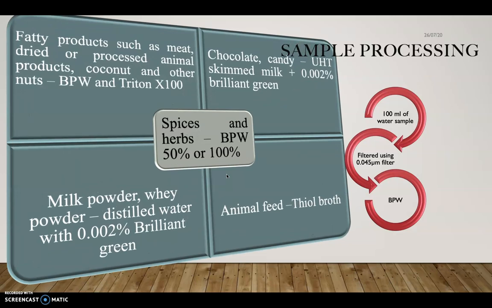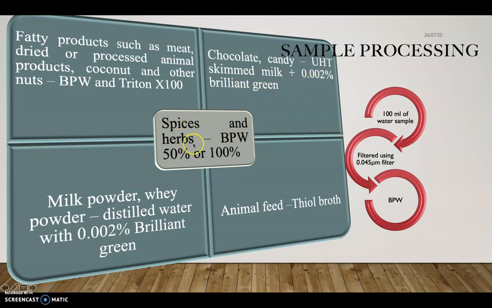For sample processing, in addition to buffered peptone water, we have to treat with some other compounds depending on the sample. For fatty products such as meat, dried or processed animal products, coconut and other nuts, we use buffered peptone water and in addition we add Triton X-100. For chocolate and candy, we use ultra high temperature skimmed milk, and in addition we add 0.002% brilliant green.